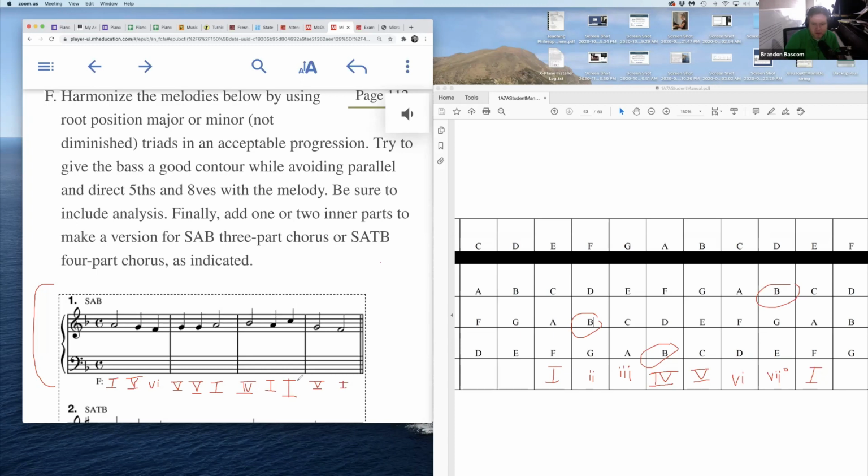All right, so we need to write in our bass line now. Remember, we're still restricted to root position triads. Go down to the C. Does that work?